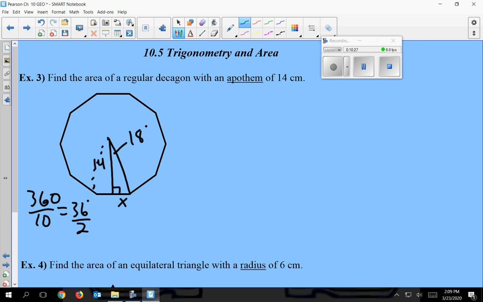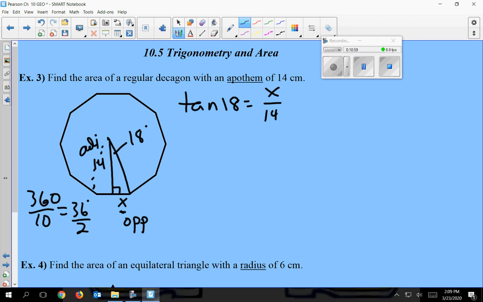So if I need this side, that's going to help me get the perimeter, and they've given me the adjacent side. So I've got opposite and I've got adjacent. So that's going to give me tangent. So tangent 18 degrees is going to equal the opposite side. I called it X. Over the adjacent side, that's 14. And then you could pause it and do your math here.